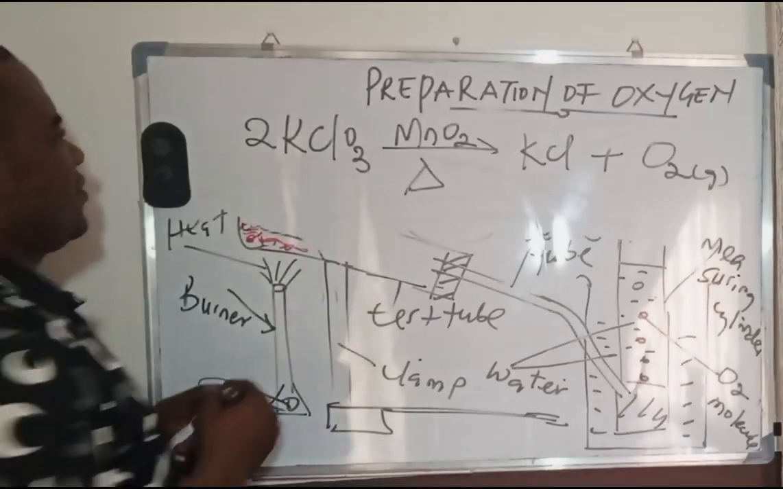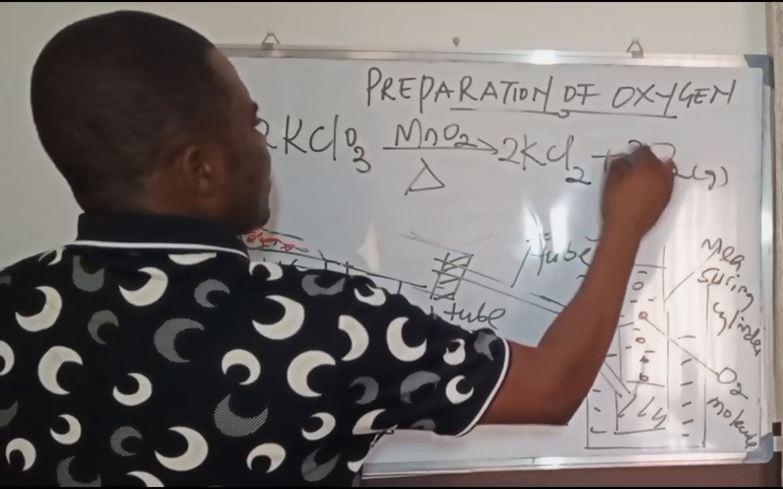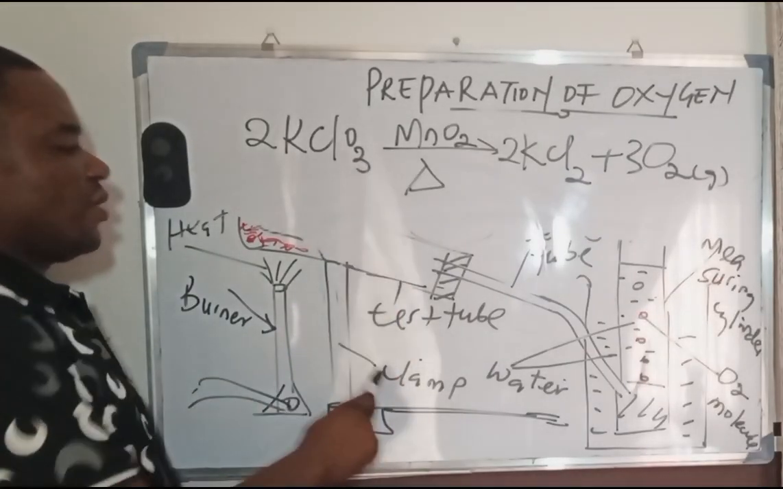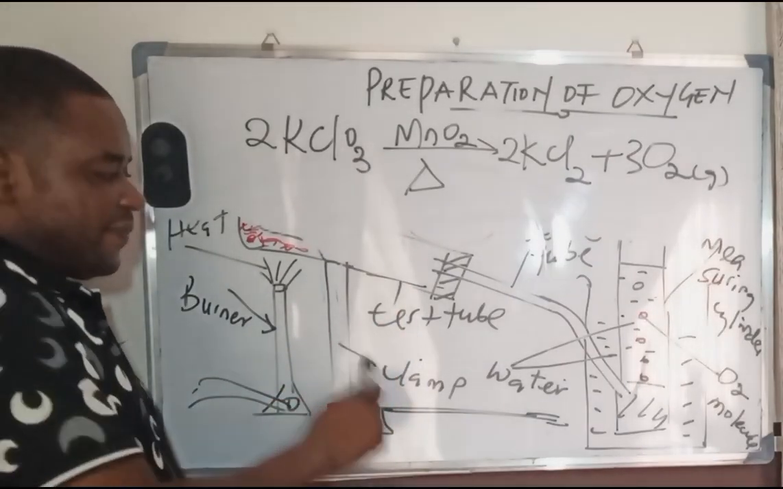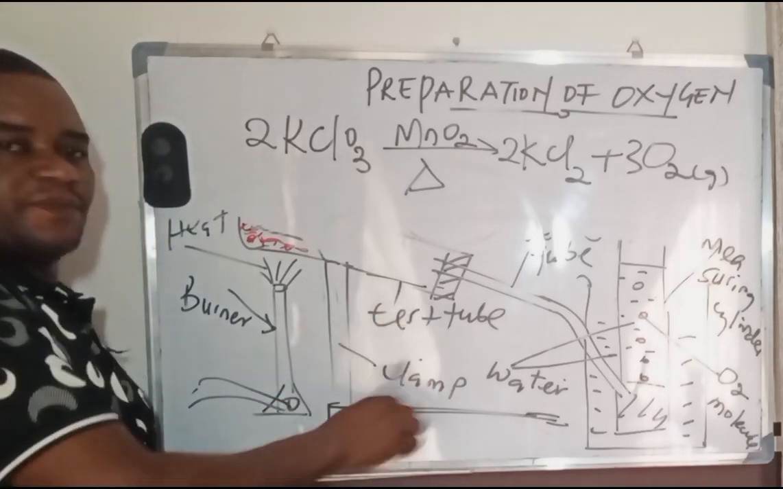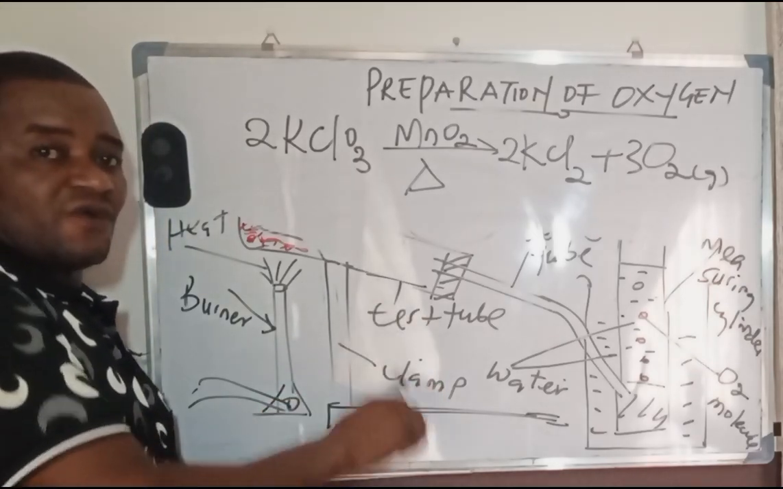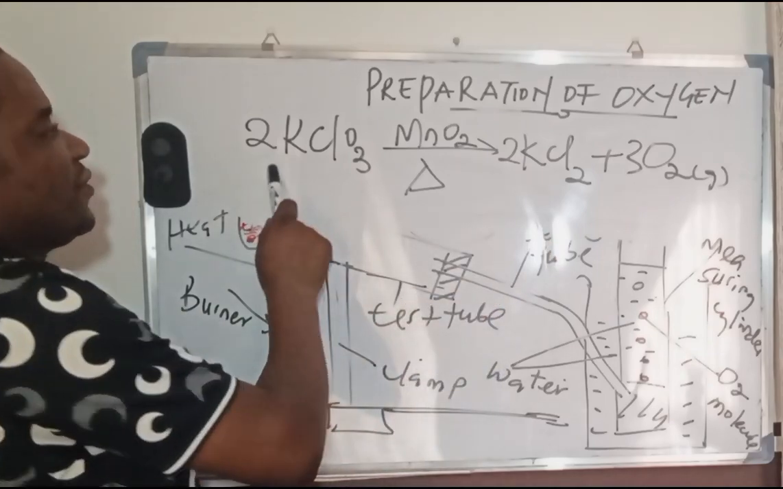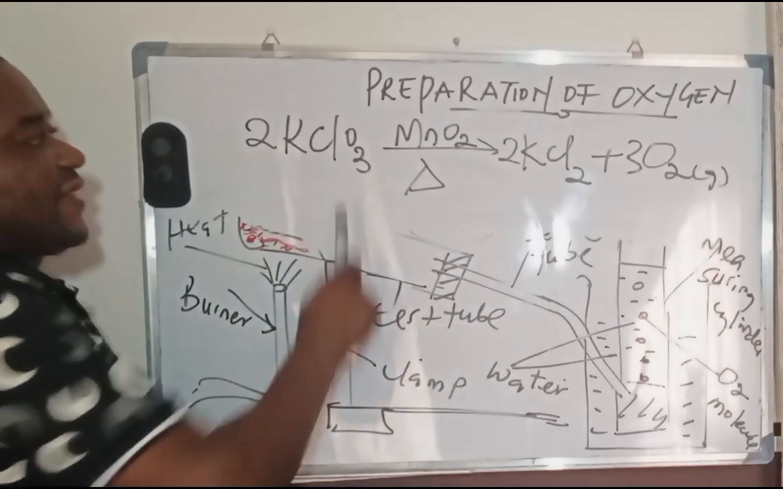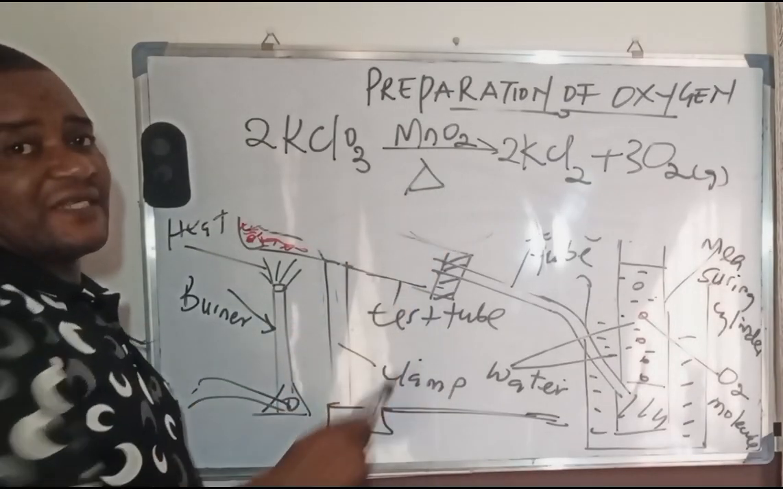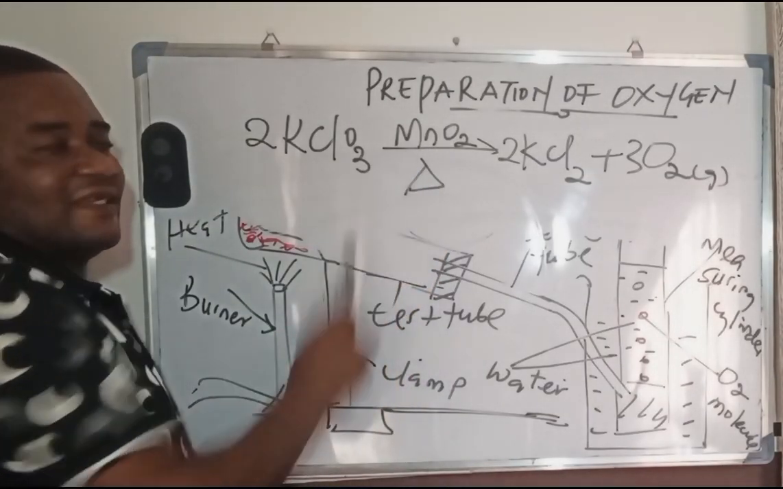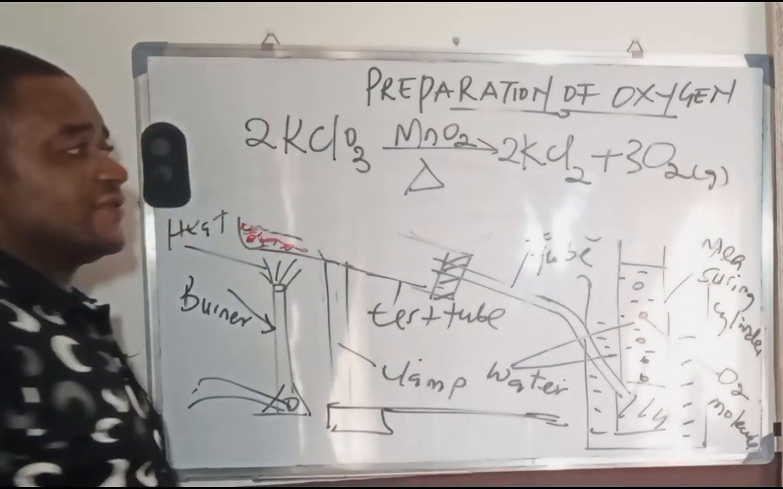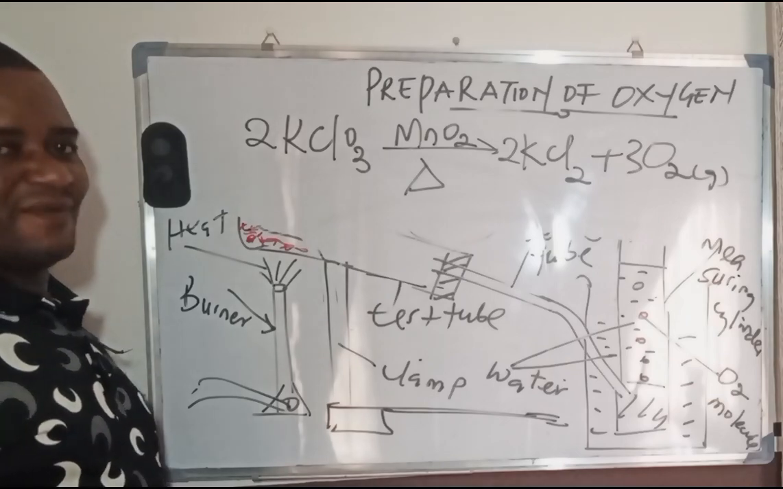Now you balance the equation. This will be 2, and this will be 2, and this will be 3. So with this, you have balanced the equation. This equation is what governs this process. As soon as you set up this process for the preparation of oxygen in the lab, this is the equation that governs it. So 2 moles of potassium trioxochlorate in the presence of manganese dioxide as catalyst, with heat introduced, will give us potassium chloride and 3 molecules of oxygen, as the case may be.